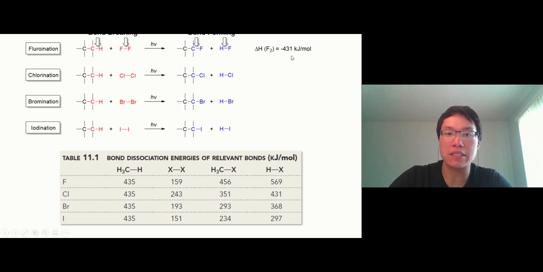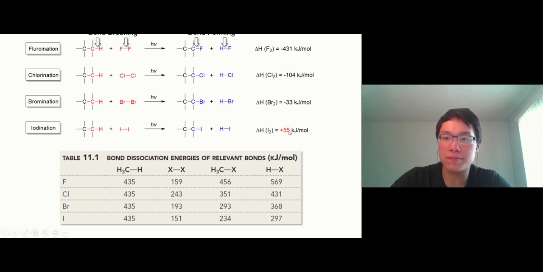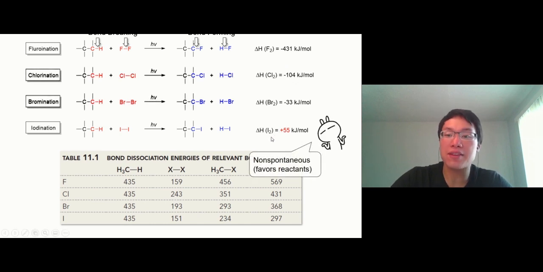Is it spontaneous or non-spontaneous? Yes, this is spontaneous. Alkanes love to do fluorination because the Gibbs free energy is highly negative. Compared to that, chlorination and bromination are a little negative. What's going on with iodination? It's positive. So this is the only radical reaction that's not spontaneous. If you want this reaction to happen, you have to apply 55 kilojoule per mole. And how many moles are there in the solution? A little bit of a problem right here. Go back to fluorination.